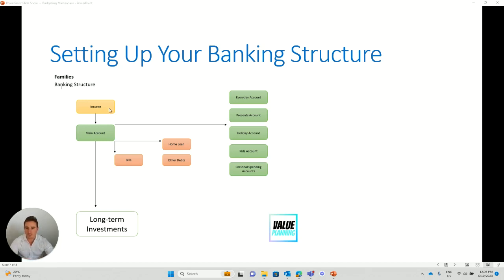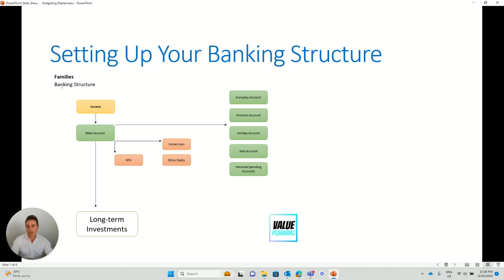First of all, we've got our income. Whatever the source is, it's going to come in, might be husband and wife wages, salary, whatever. We're going to allocate those into our main account. This is typically a main account or our bills account. It's the workhorse of our banking structure. All our funds go into our main account, and from that main account, everything is dispersed.